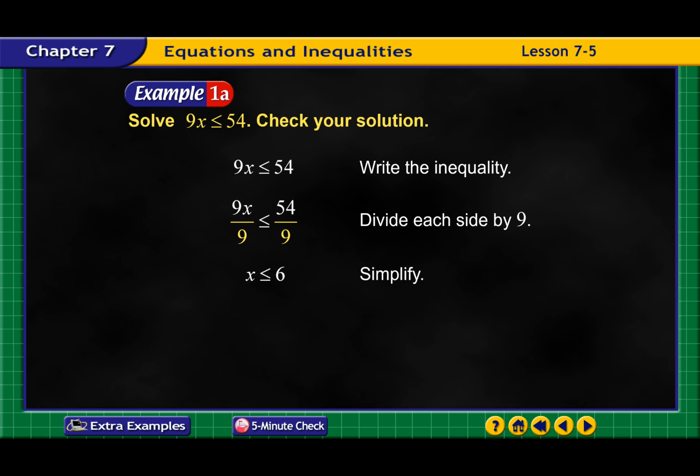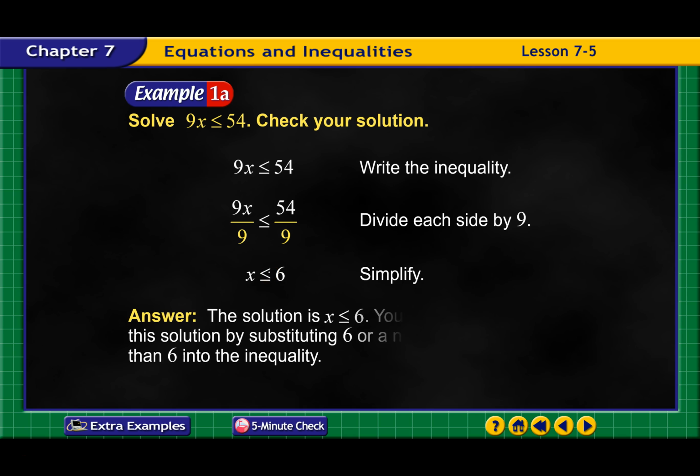Now, to check my solution, you can substitute 6 or a number less than 6 into the inequality. That's the key difference. And if there's no equal sign there, you can't use 6. You've got to find a smaller number. And put it back into the original inequality. Don't put it into this one.